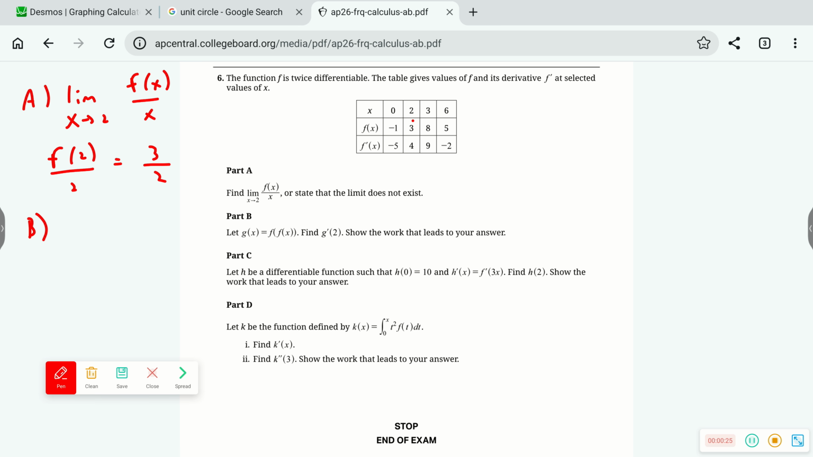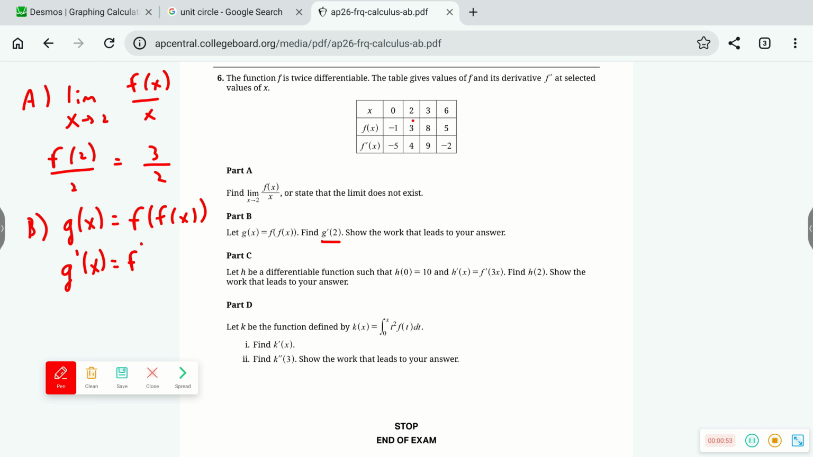We like the quick and easy. Part B: g of x is f of f of x. So I need to know g prime of 2. Get tunnel vision. If you're not sure, don't get overwhelmed. Just ask yourself, what are you looking for? I'm looking for g prime of 2. This first concerns us with g prime of x. You have to know a little calculus here. You have to know the function inside a function. We need to do the chain rule, don't we?